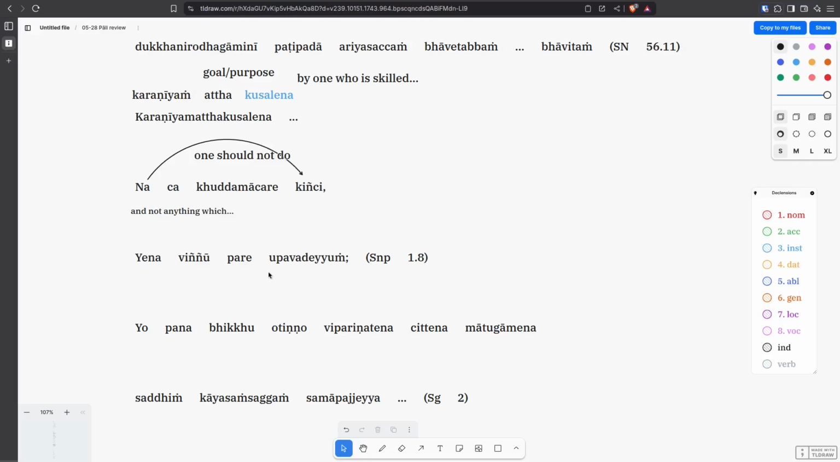Yeah, and then it continues. Yena vinnu pare upavadeyyum. Anything by which, yena, the wise, vinnu, are the wise people. Pare are the other people, the others who are wise, basically. Para means other, but it means the other people who are vinnu, who are wise. And upavadeyyum means they would criticize.